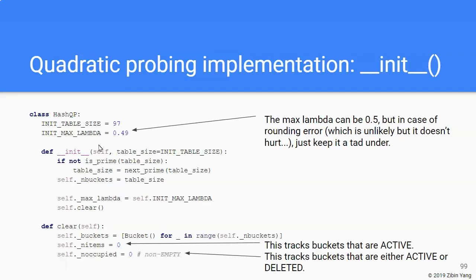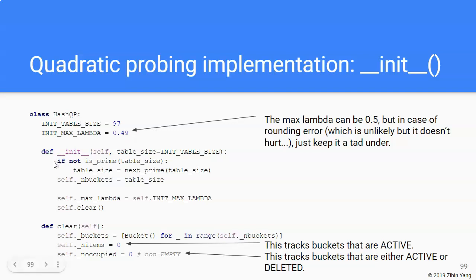And next, let's define the actual hash table using quadratic probing, which is class HashQP, which is similar to what you've seen before. Let me point out a few things here. One is the max lambda. It really should be 0.5, right? We want to ensure that the load factor doesn't exceed half of the buckets. Now, we set it to 0.49, just in case of rounding error, floating point numbers and that sort of thing. It probably doesn't matter, but it doesn't hurt to set it to 0.49.